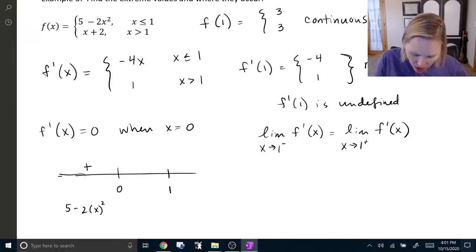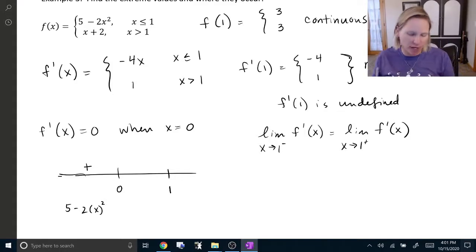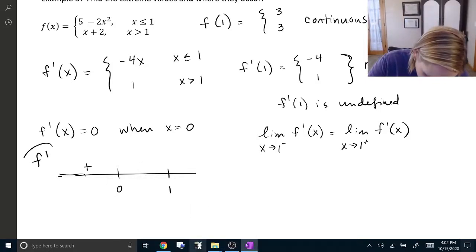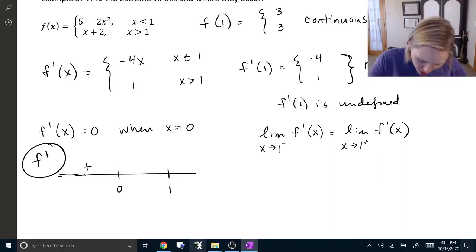Now over here, I have to consider between 0 and 1. So between 0 and 1, when I plug in like 1/2 or something like that, I need to think about what kind of values I'm getting there. And I'm actually going to back up because I made a classic mistake of considering the original function when I should have been considering the derivative. So let's go ahead and label this like I should be doing. And here we're considering the derivative, negative 4x.